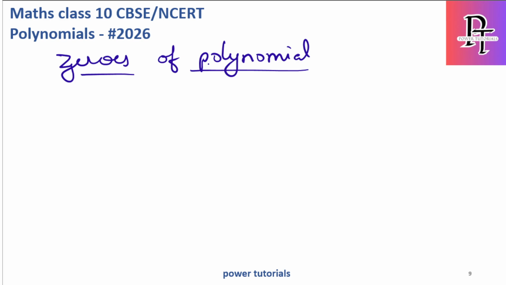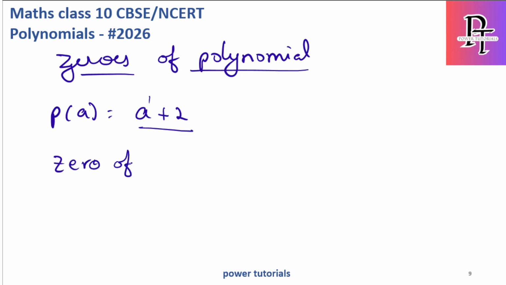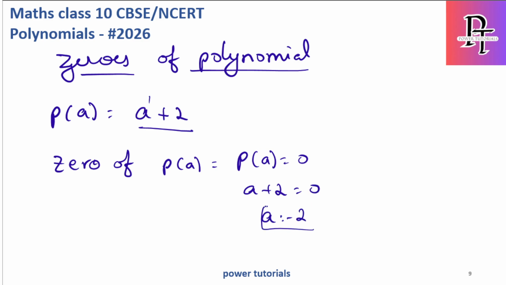Suppose I take a linear polynomial p of a is equal to a plus 2, and the degree should be 1. So this is a linear polynomial. If I ask you what is the 0 of p of a, 0 of p of a means nothing but where p of a is equal to 0. So a plus 2 is equal to 0. So a value is, if 2 goes to the other side it becomes minus 2. So a is equal to minus 2 is the 0 of this polynomial.